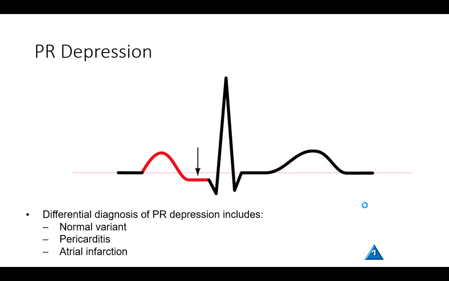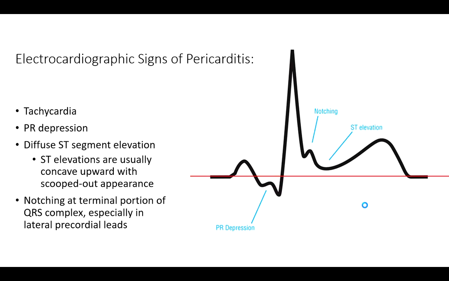And if we have a normal variant, if the depression is less than 0.08 millimeters, that may not be a big deal. If the depression is greater than 0.08, then I might start to think, okay, maybe this is something like pericarditis. Atrial infarction, there's some other things that we can look at. We'll talk about some different indicators as we go along.